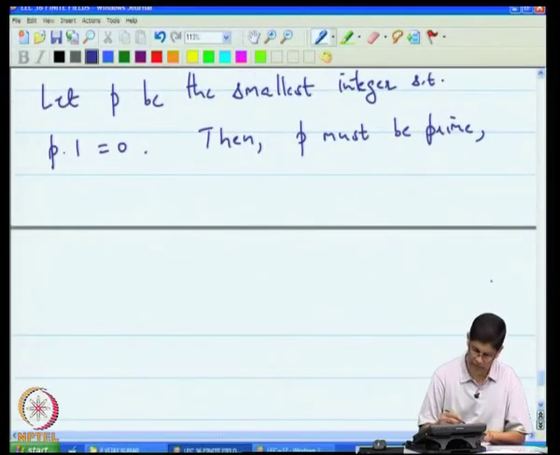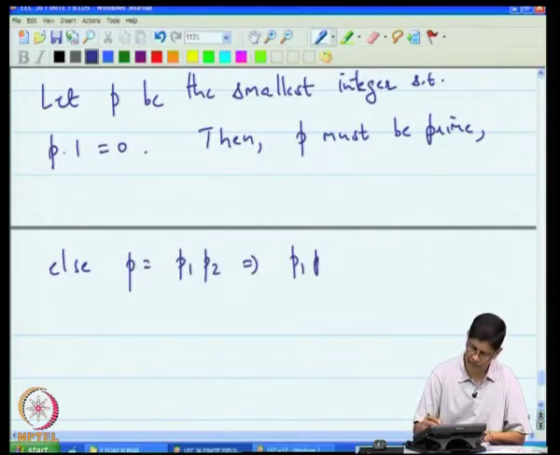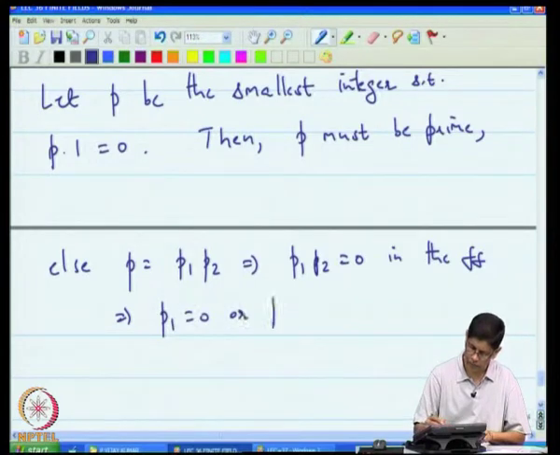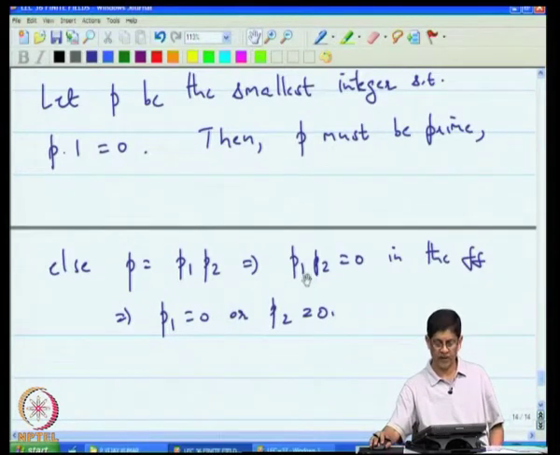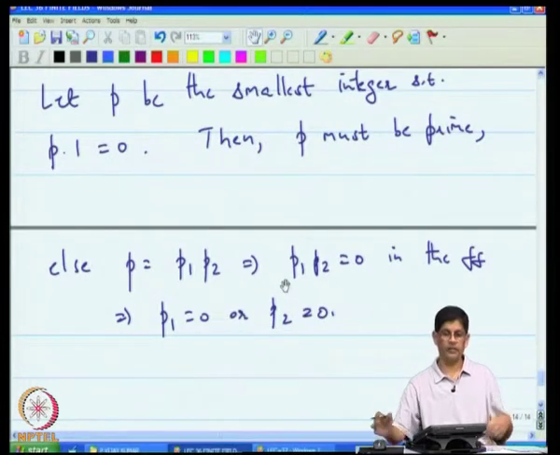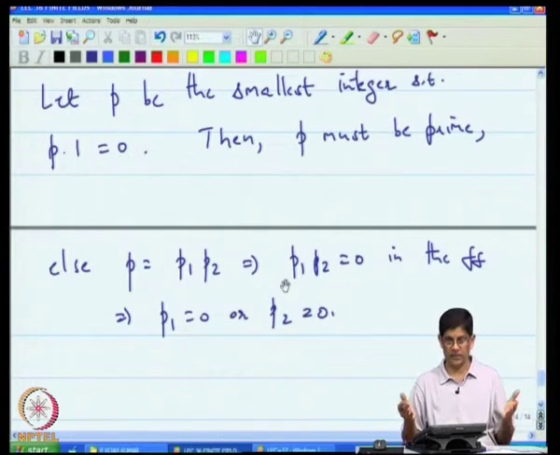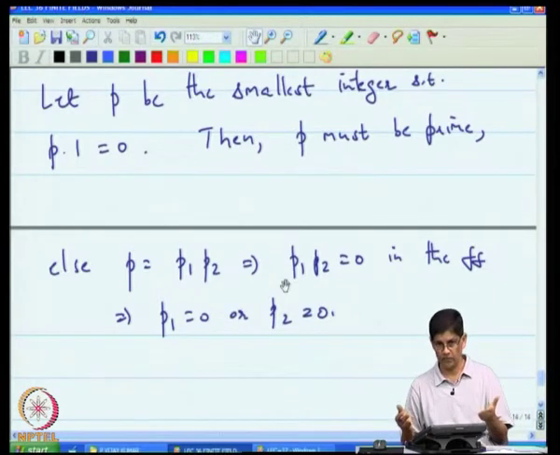Why? Because else, if not, p is p1 p2, which implies that p1 p2 is equal to 0 in the finite field, but that forces p1 equal to 0 or p2 equal to 0. Okay, so because every integer which is not a prime can be factored into the product of two integers, each of which is less than p. So for example, if p was 6, let us say, you could say that 3 times 2 was equal to 0, but then either 3 ones had to add to 0 or 2 ones had to add to 0. Okay.